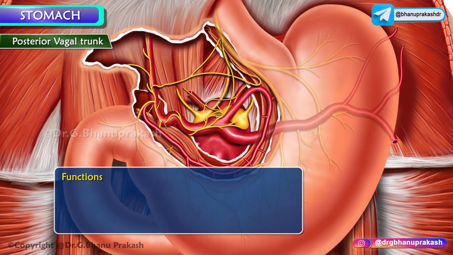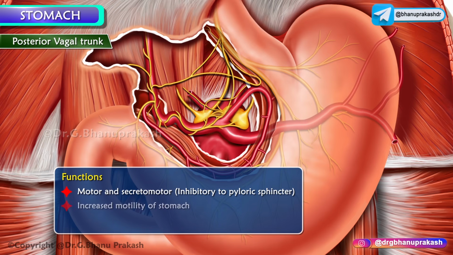And what are the functions of the parasympathetic nerves which are innervating the stomach? Motor as well as secretomotor to the stomach, and it is inhibitory to the pyloric sphincter. And the stimulation of these parasympathetic nerves causes increased motility and peristalsis of the stomach, and there will be a secretion of the gastric juice which is especially rich in pepsin as well as hydrochloric acid.